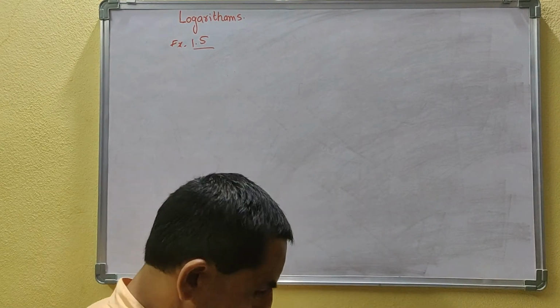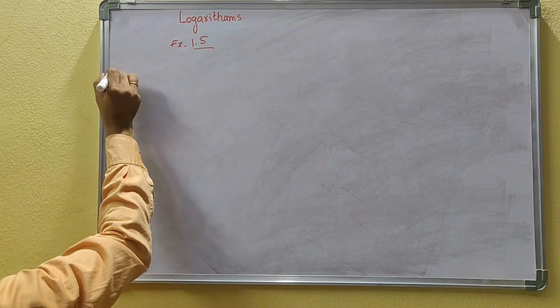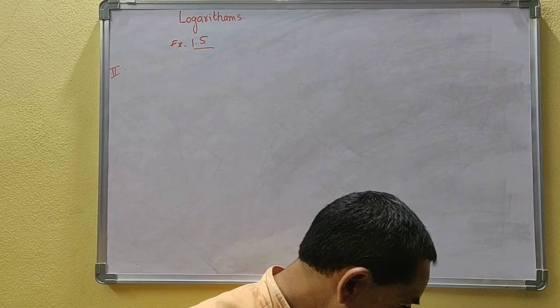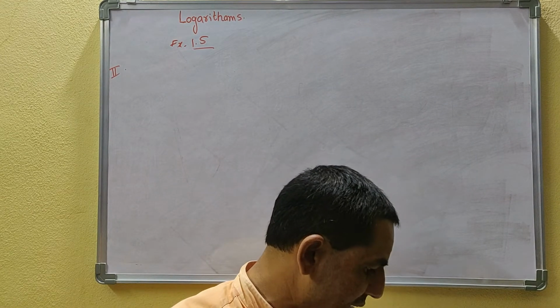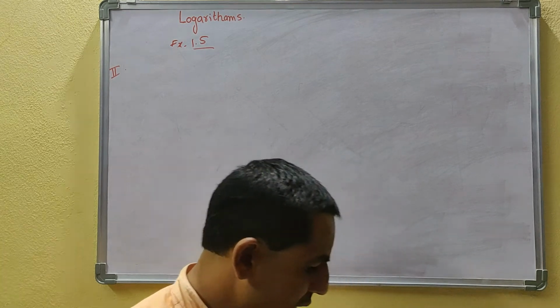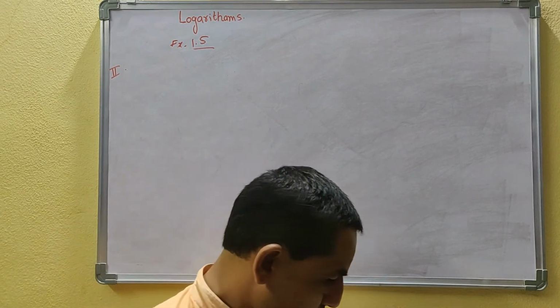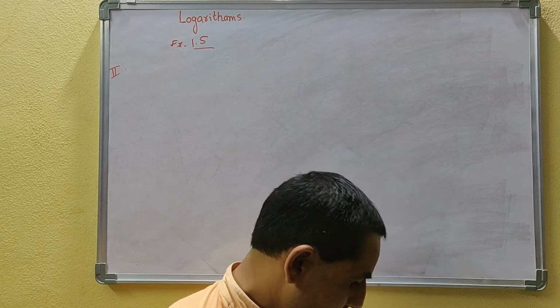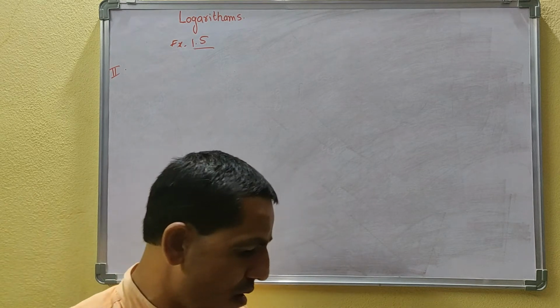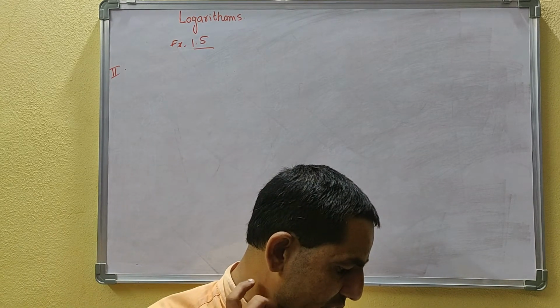Next, second bit problems. First I will read the question. Write the following expressions as log n and find their values. Here 2-3 terms are there. So total 5 problems are there. Once again, I repeat the question: write the following expressions as log n and find their values.